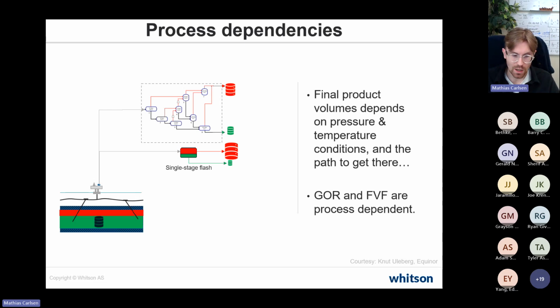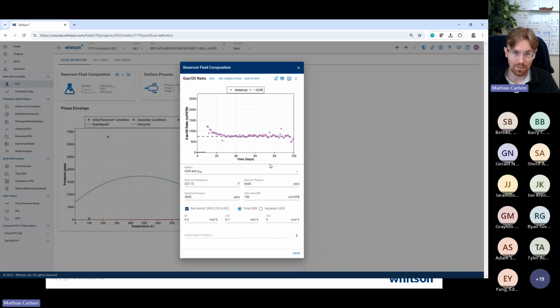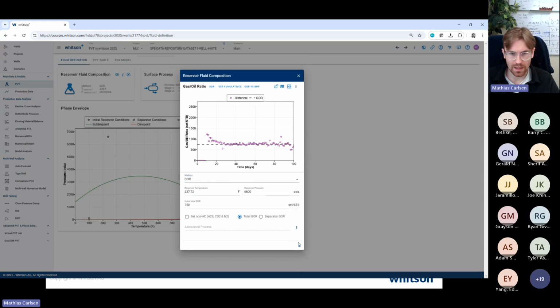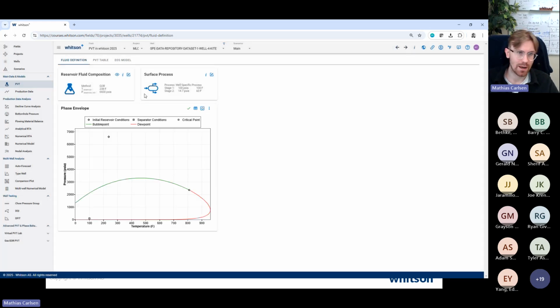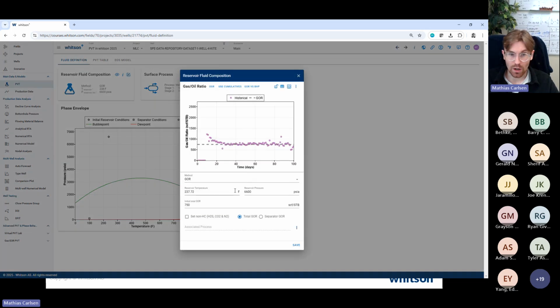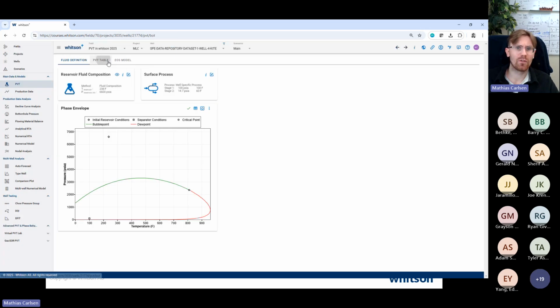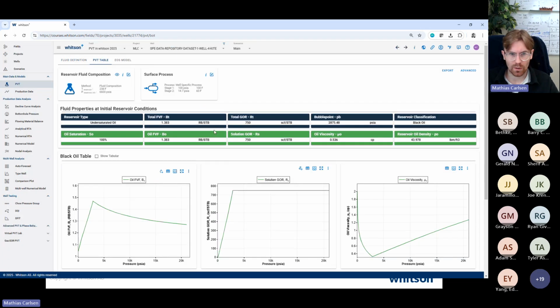I'm going to show this super easy now in the software. We're going to do some exercises later. But I'm just going to take a super simple case right here. I predicted the composition, so I'm just going to make sure that the composition in both examples is the same. And in this particular scenario, we're dealing with a formation volume factor of 1.38.